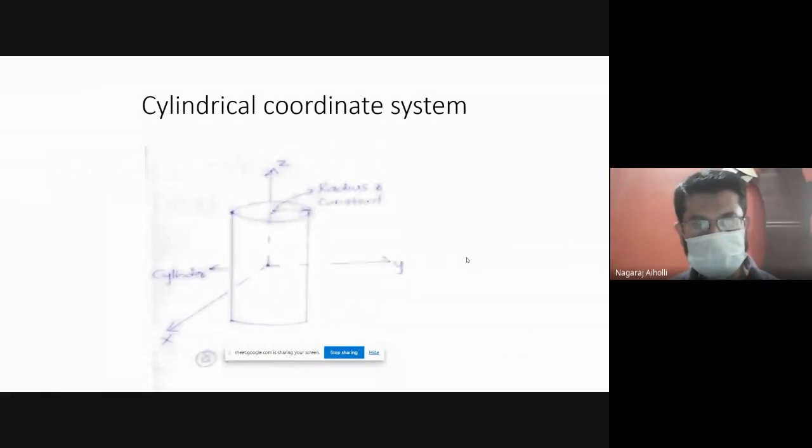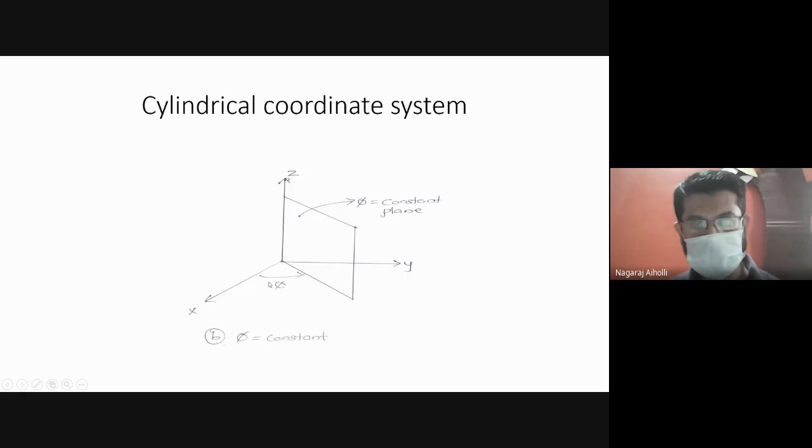In the various planes, this is r equal to constant plane, as I explained. R equal to constant, this is a cylinder. The radius is constant. This is called the r equal to constant plane. Then the next one is phi equal to constant, the angle phi is constant.